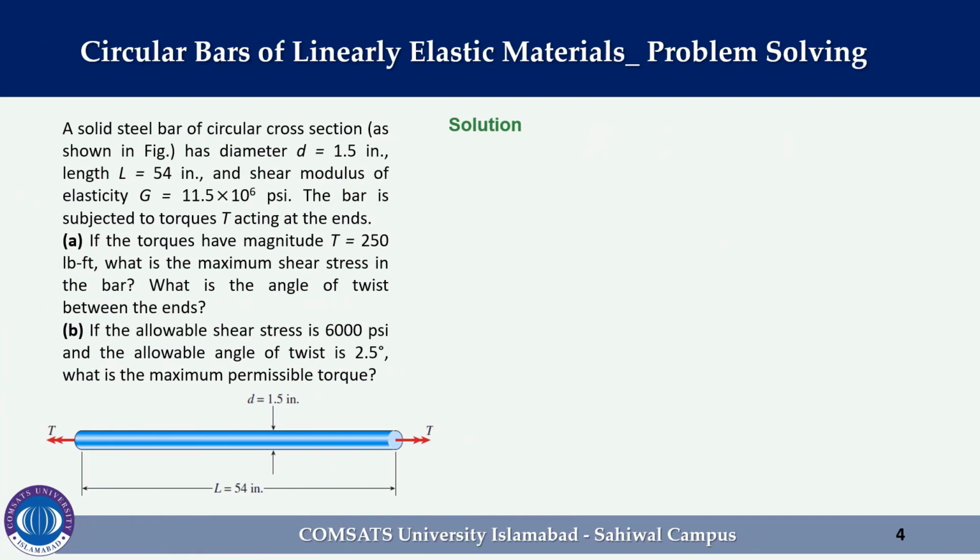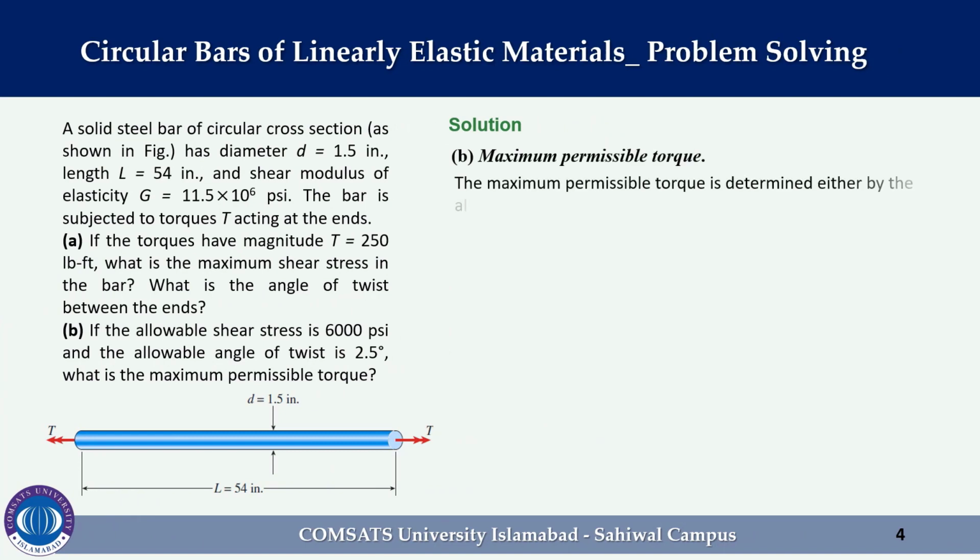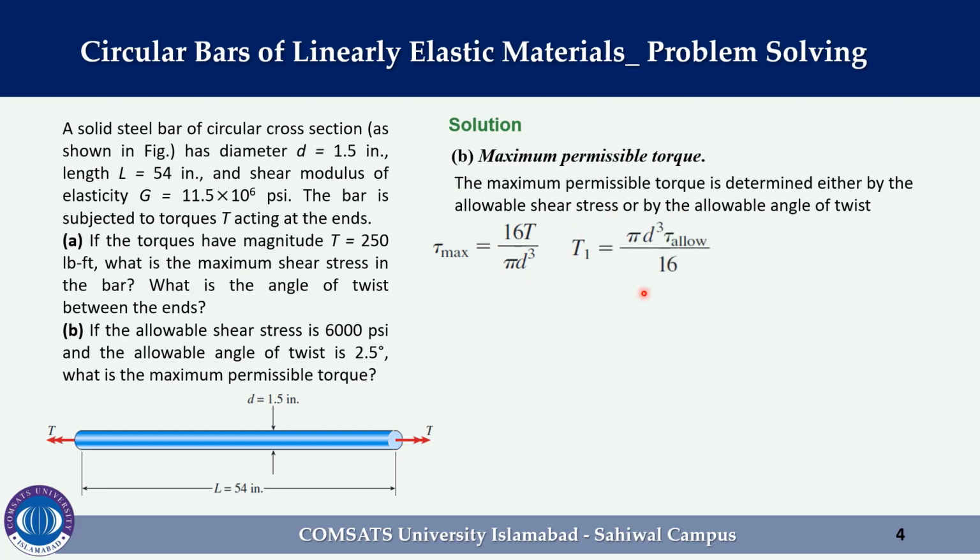However, in part B we have to determine the maximum permissible torque. The maximum permissible torque is calculated either from the allowable shear stress or from the allowable angle of twist. So beginning with the shear stress, we rearrange the equation of shear stress that applies to a solid circular bar. The equation is tau is equal to 16T over pi d cubed. After rearranging the equation for torque, it becomes T is equal to pi d cubed tau over 16.